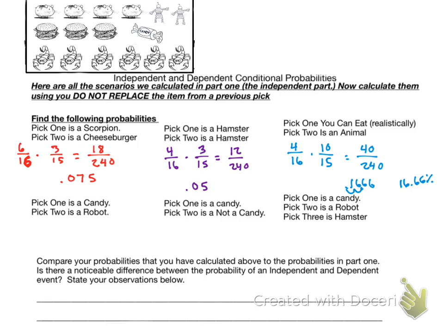All right. Next one, pick one is a candy. So candy is a 1 out of 16 chance. So we pick the candy, we're not putting it back in, we're eating it, times the robot. Pick 2 is a robot. Looks like we have 2 robots left out of 15 total, which is 2 out of 240. And 2 divided by 240 gives us 0.0083.